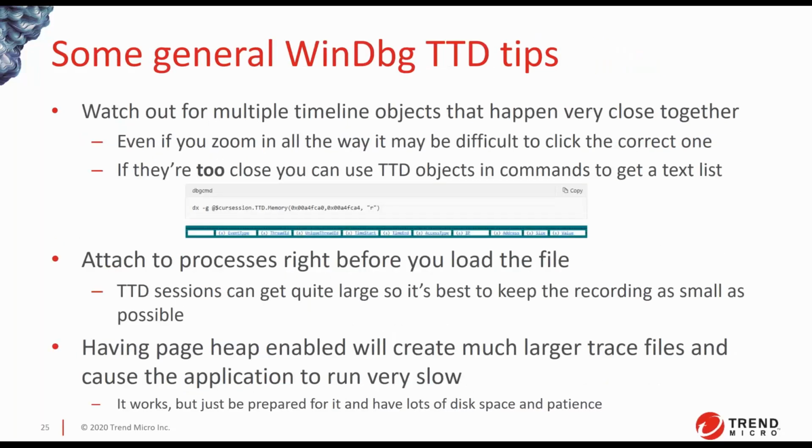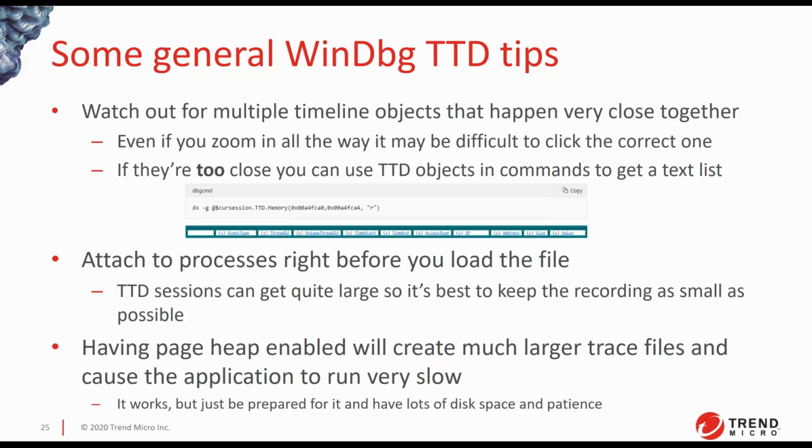Okay, so I'm going to close with some general WinDbg Time Travel Debugging tips, because there are some fun little tricks to it. It has some quirks. One thing is when you're using the timeline view, watch out for multiple timeline objects that happen very close together. Even if you zoom in all the way, it may be really difficult to click the correct one, to the point where you may see just the edge of one of them.